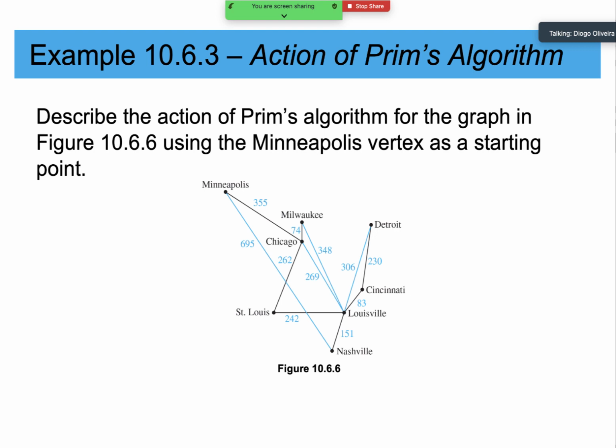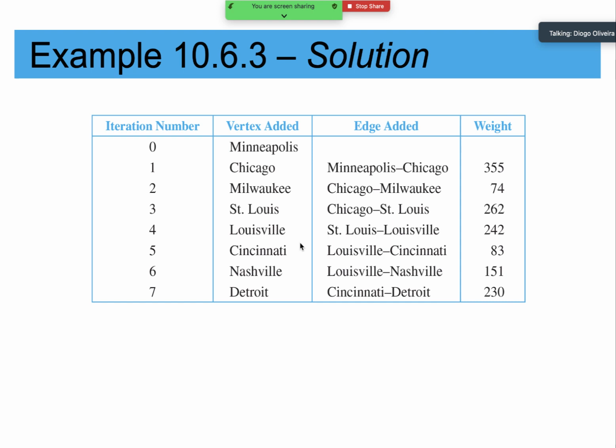Minneapolis has 2 degrees. Where's my cursor here? 1 and 2, right? So which one is the shortest one? Well, obviously it's this one. Correct? Then we go to Chicago. So let's take a look at the steps here. Okay, from Minneapolis to Chicago, we have 355.